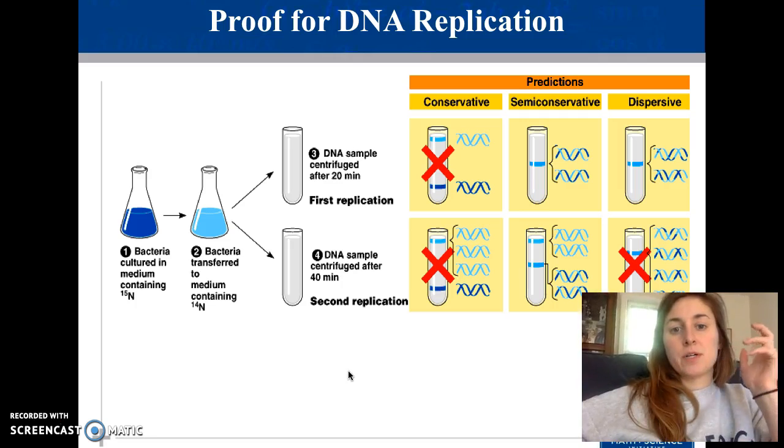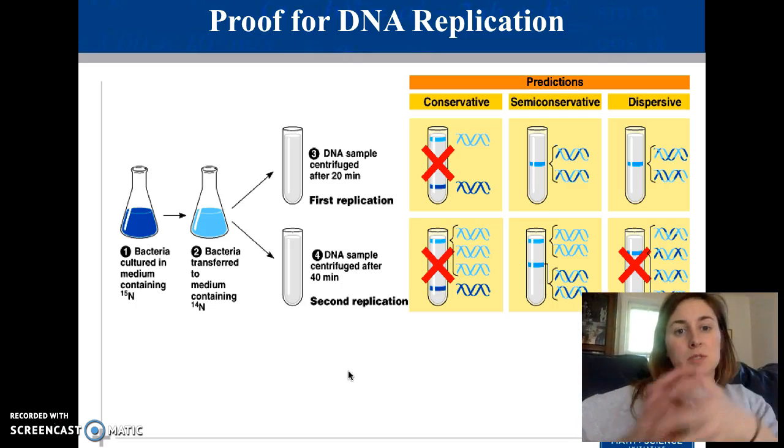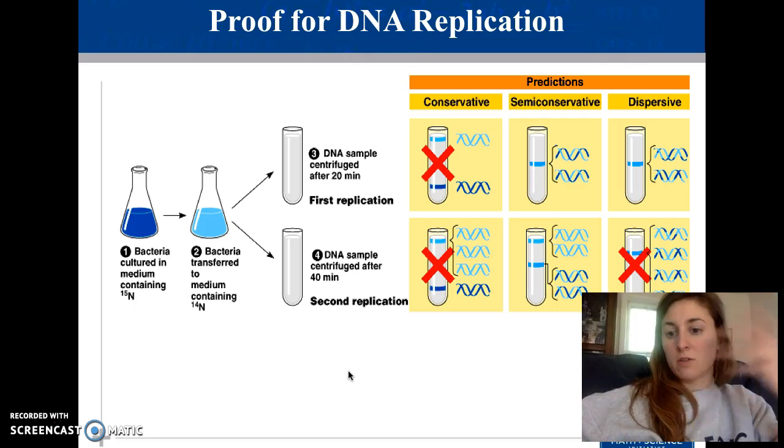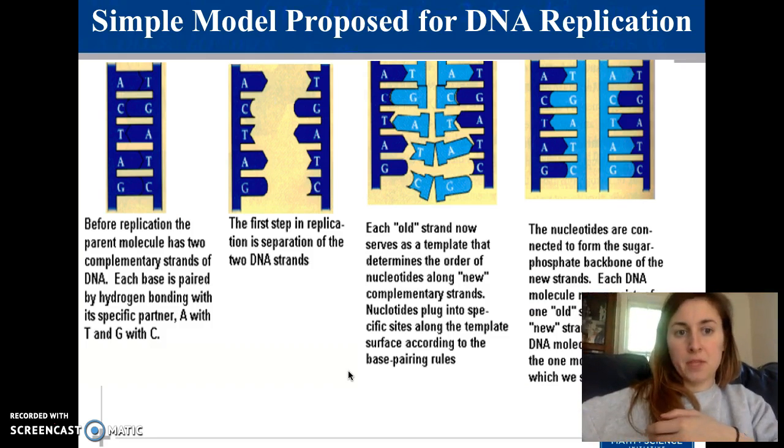Again, this is the experiment. They basically put some bacteria, mixed them together, and then labeled them. They let them replicate. They centrifuged them and let them replicate again. And again, what they saw was that the semi-conservative model was the case, that they found strands of DNA that were half of the original DNA and half new DNA.